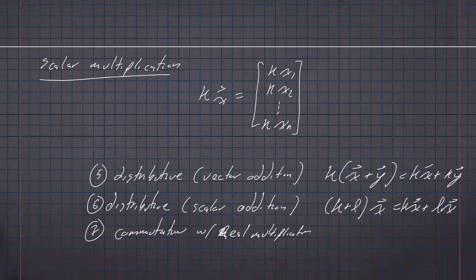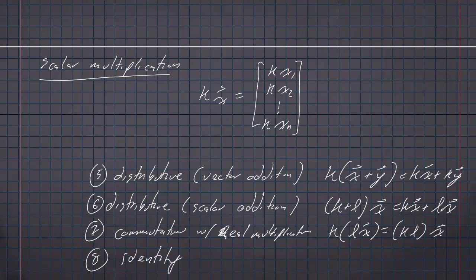It's associative with real multiplication. If I want to multiply k times the vector l times x, that's the same thing as multiplying k times l times vector x. And we have the identity, which is the identity of real multiplication, 1. 1 times x is equal to x.